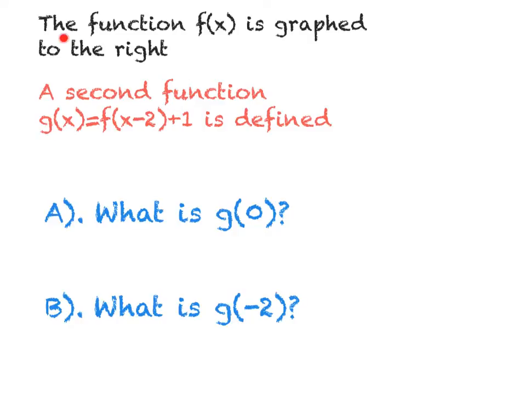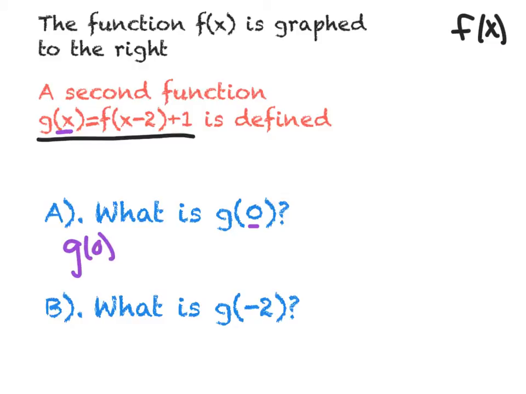The function f of x is graphed to the right, so I'm just going to go ahead and label it f of x. A second function, g of x, is defined. Okay, so when they're talking about f, I'm going to use this graph. When they're talking about g, I'm going to use this equation. What is g of 0? So I'm going to go and replace all my x's with 0. So g of 0 is equal to f of 0 minus 2, plus 1.